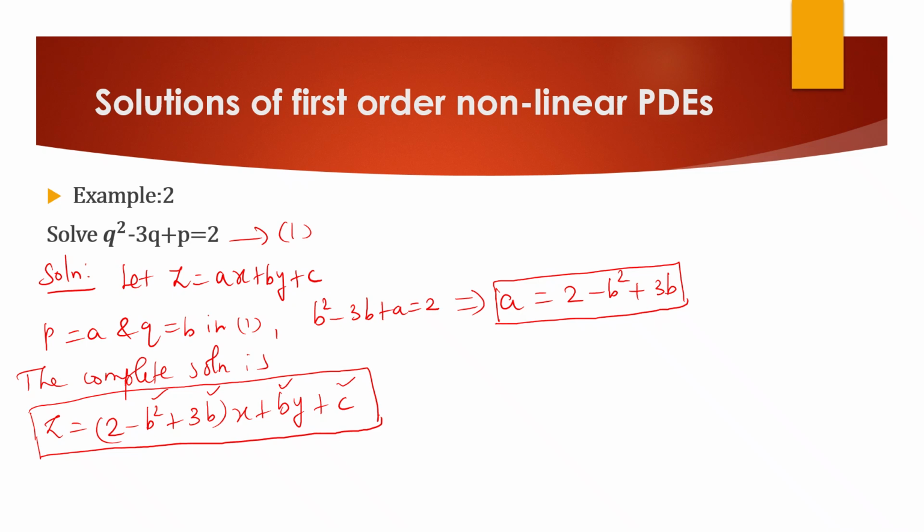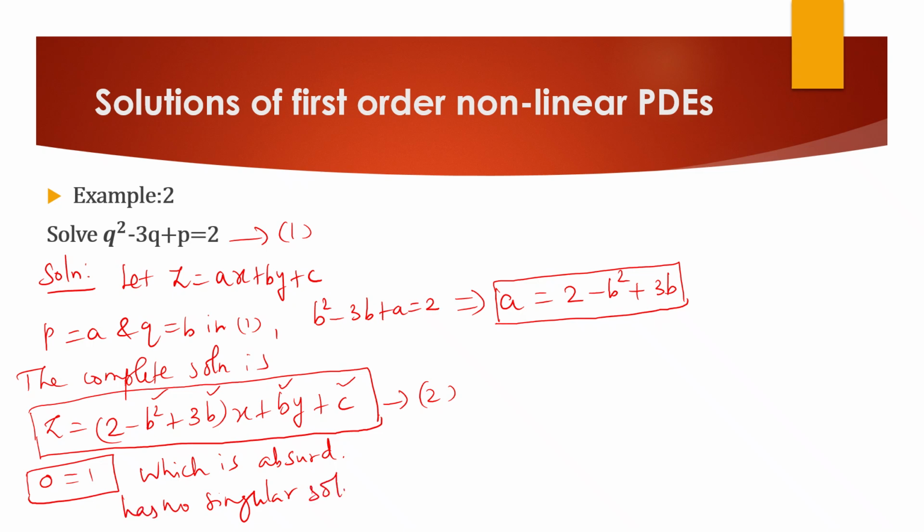So next we have to find the singular solution, by differentiating this complete solution with respect to the arbitrary constants. So differentiation of this equation with respect to c gives 0 = 1, which is absurd again. As I said already, type 1 form of nonlinear PDE has no singular solution. So which is absurd, so which has no singular solution.